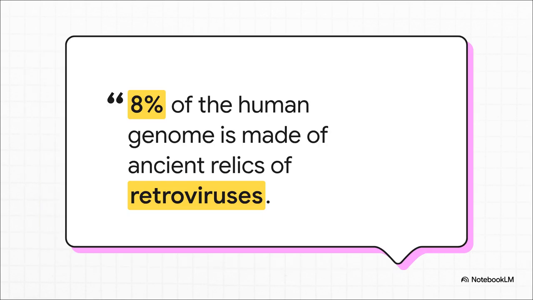And this is not just some new trick. Our own DNA is like a living fossil record of our ancient war with these things. A truly staggering 8% of the human genome is made up of these old viral invaders, which we now call human endogenous retroviruses. They infected our ancestors millions of years ago and became a permanent part of what makes us human.